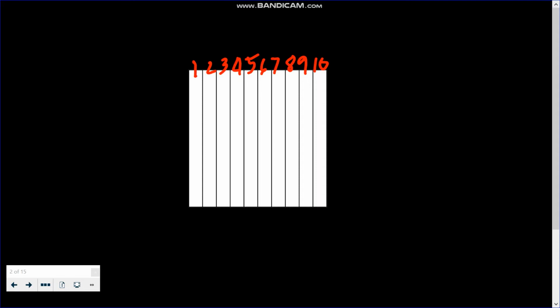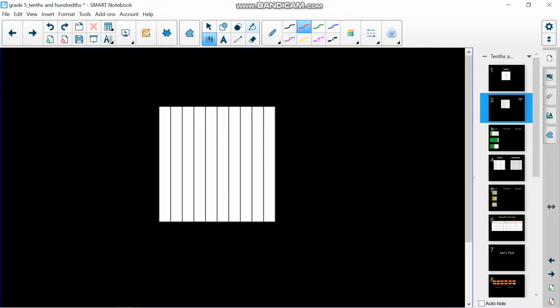So if I were to shade one of these 10 pieces, let's shade one piece of these 10 pieces. I could write that as a fraction. That is 1/10. It means one part is shaded out of 10 parts.